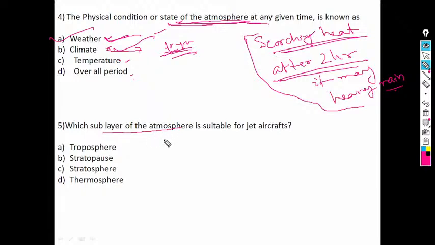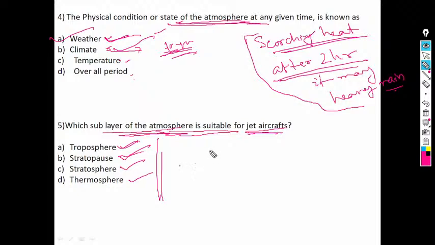Okay, now last question: which sublayer of the atmosphere is suitable for jet aircraft: troposphere, stratosphere, or thermosphere? We have already discussed this; your answer is the stratosphere. Normally it is the stratosphere that is suitable for jet aircraft. The stratosphere is mainly responsible; the answer is this one.